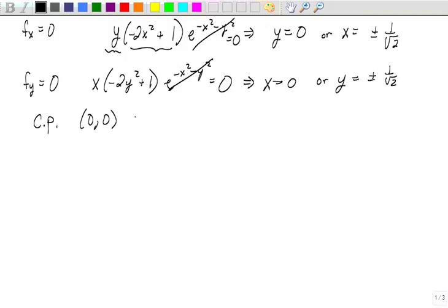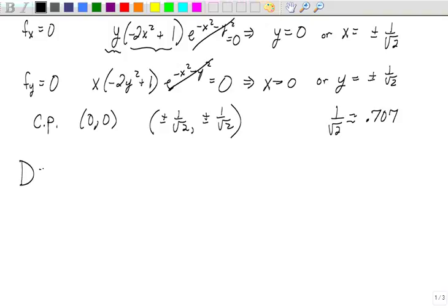0, 0, and plus or minus 1 over the square root of 2, plus or minus 1 over the square root of 2. Now notice 1 over the square root of 2 is 0.707, and we guessed ours to be about 0.8. So that's a really, really good guess. We're really close, and we guessed 0, 0 to be a saddle point, so we're going to prove that.